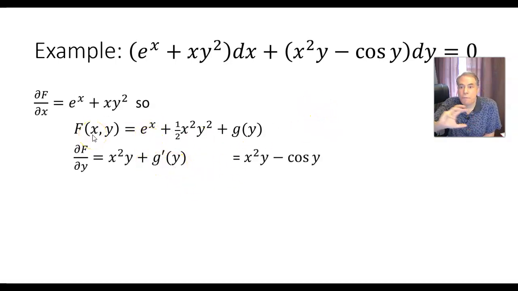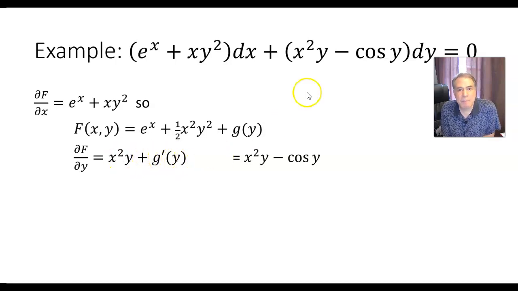Now, let me just go forward from this. Remember, there's two ways you could do this. You could go backwards from what has to be the partial of f with respect to y, or you could go forwards from f itself. So I'm going to go forwards from f, take what we just got for f, and take its partial derivative with respect to y. So treating x as a constant, the partial derivative with respect to the variable y would be 0 plus 1/2 times 2 is 1, x squared y, plus whatever the derivative of this is, g prime of y.